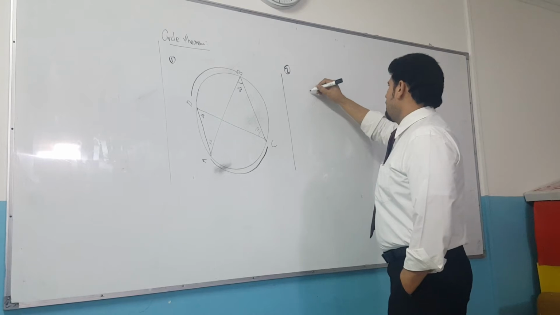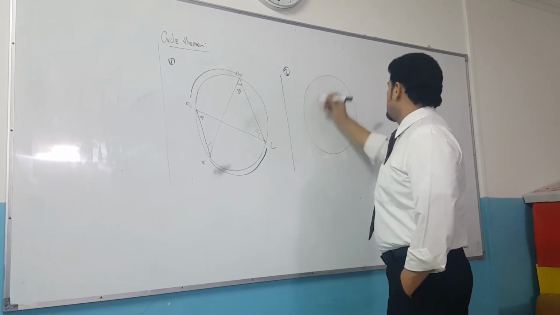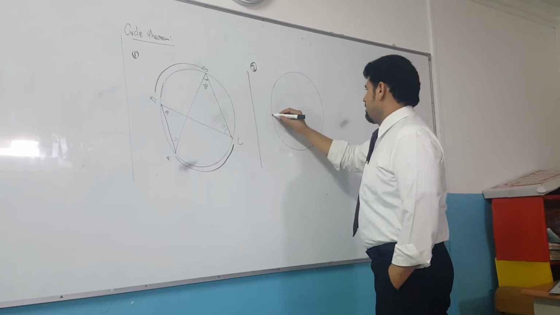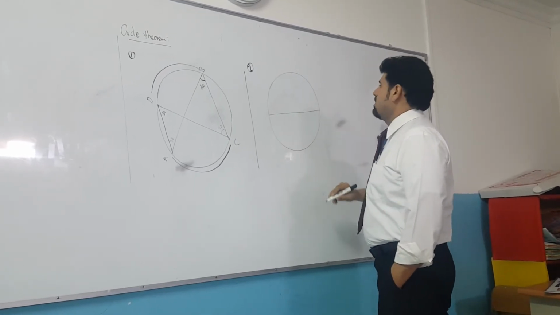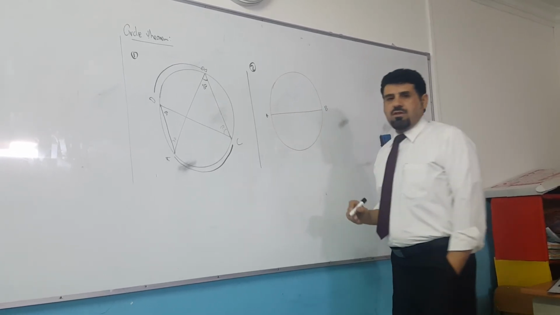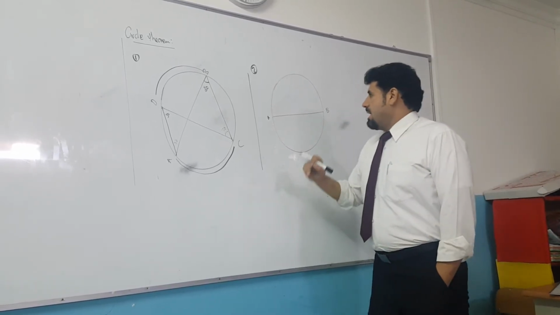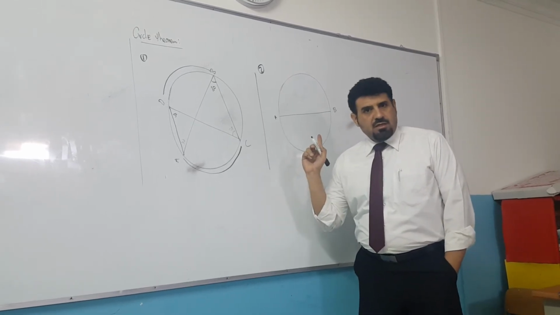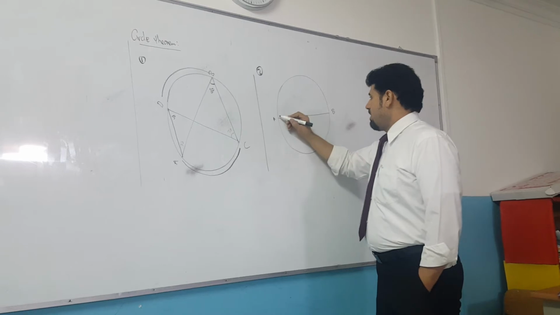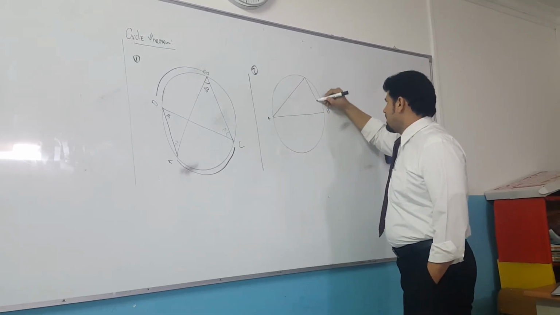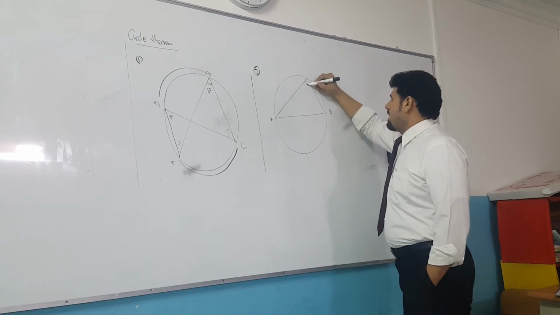Rule number 2 is, if you have a circle like that, and then there is a diameter. This is the diameter AB. The rule says any angle subtended by the diameter is 90. So if I draw any angle here, and it's subtended by the diameter, this angle should be 90.